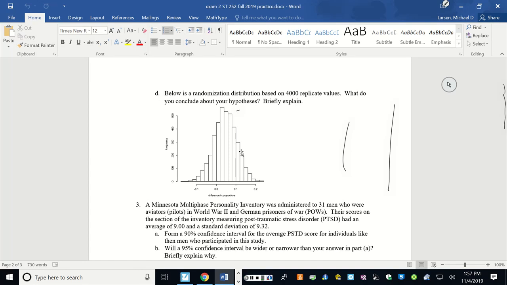So 0 is not unusual for the sampling distribution. 0.05, 5% is in here, so it's also not unusual. It might even be on the right-hand side a little bit. So you're not going to reject. It's not atypical. So the p-value, the tail area, is not going to be small.